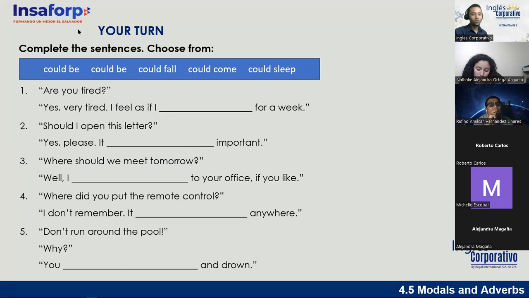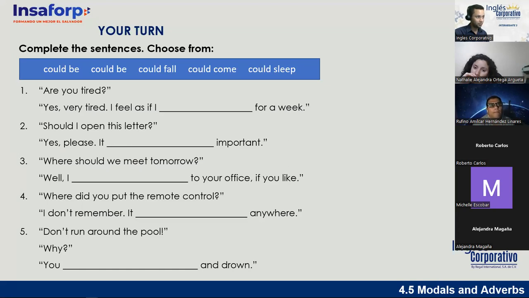Okay, so here's your turn. Complete the sentences. You need to choose from: could be, could fall, could come, and could sleep. I have 14 participants, so I'm going to form breakout rooms right now. You're going to be working in pairs.